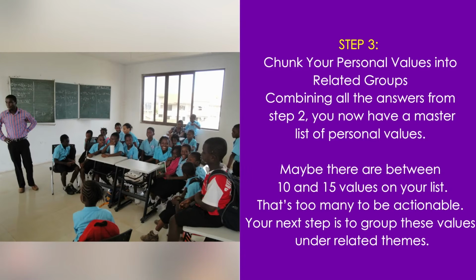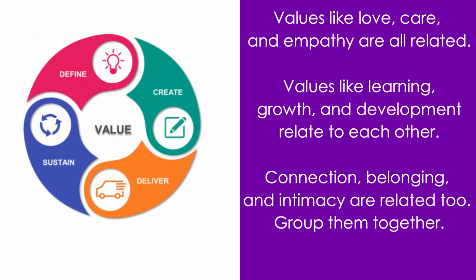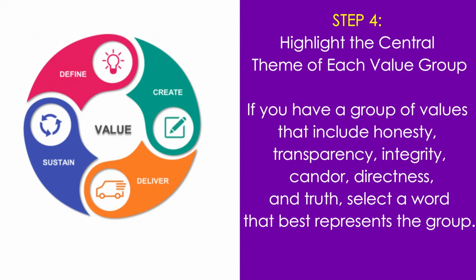Step 3. Chunk your personal values into related groups. Combining all the answers from step 2, you now have a master list of personal values. Maybe there are between 10 and 15 values on your list. That's too many to be actionable. Your next step is to group these values under related themes. Values like love, care, and empathy are all related. Values like learning, growth, and development relate to each other. Connection, belonging, and intimacy are related too. Group them together.